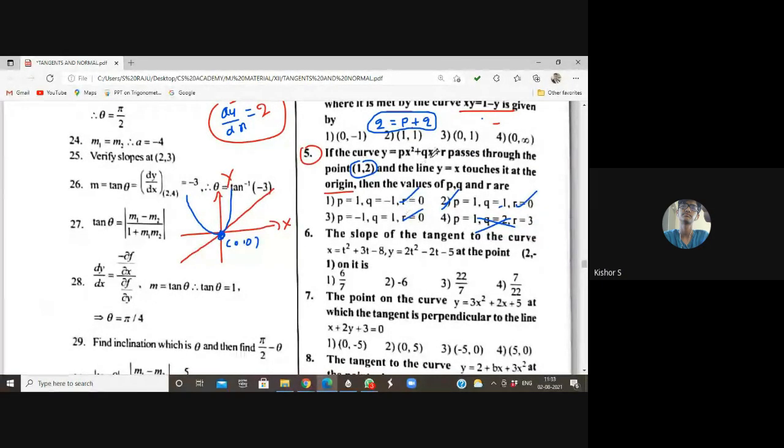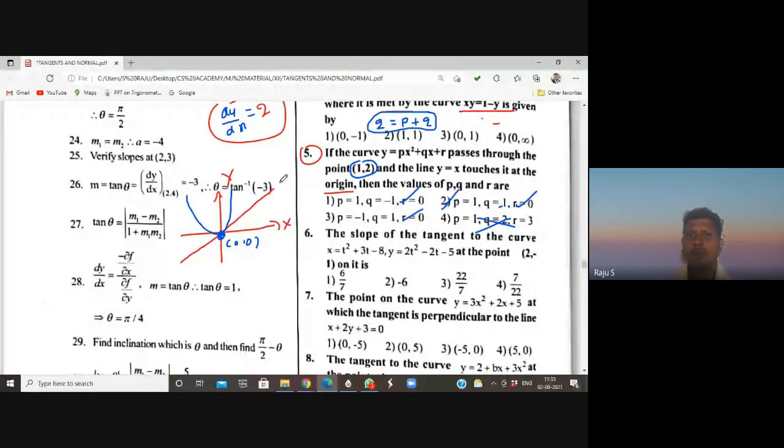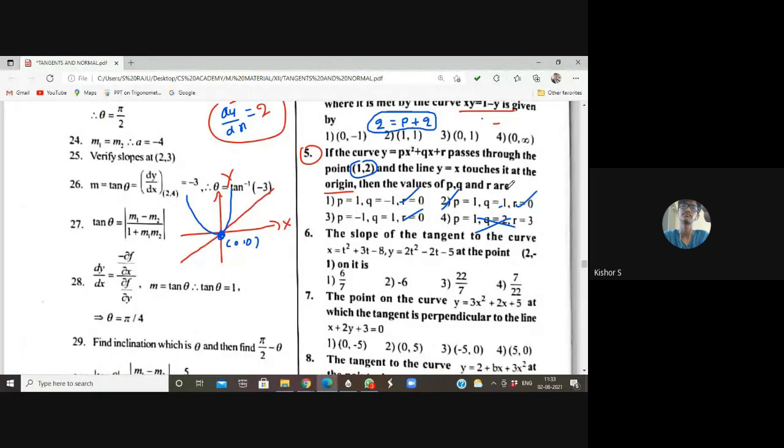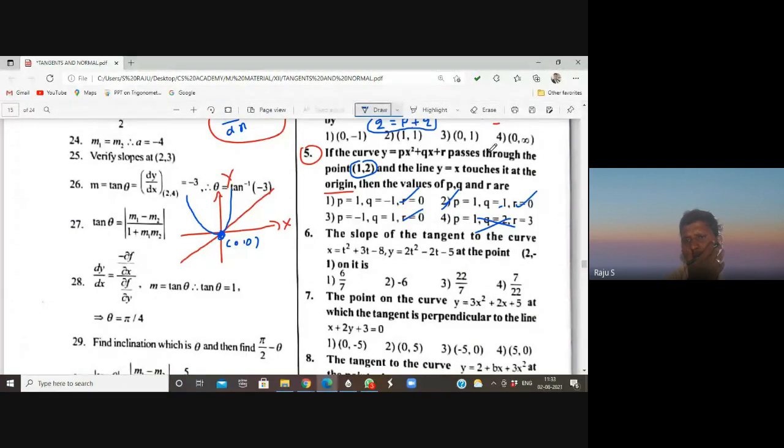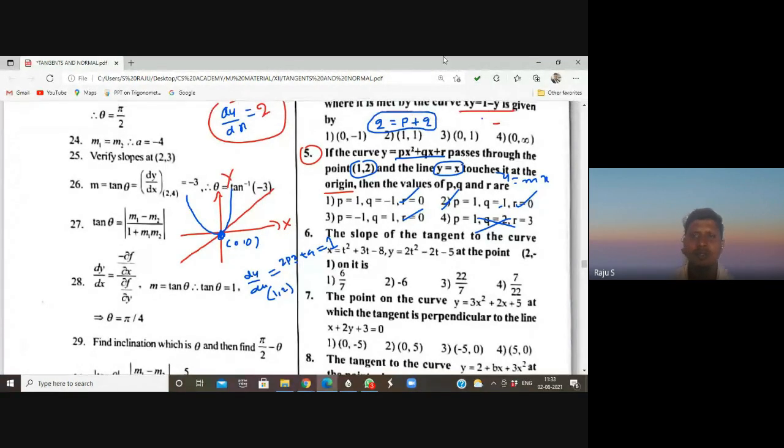Is the slope of y is equal to x 1? Yes, obviously. Then couldn't we differentiate the first equation and equate it to 1? Equating both, that is a method too, but it takes some time, because in that case we also do this. From this we can find dy by dx. After finding dy by dx, we get 2px plus q, and it clearly passes through 1, 2. Substitute 1 in place of x and 2 in place of y, and this is equated to 1, because the slope of y is equal to x, which is in the form y is equal to mx, is m value 1. That is method 2. Instead of that, you can do it in a simple way.